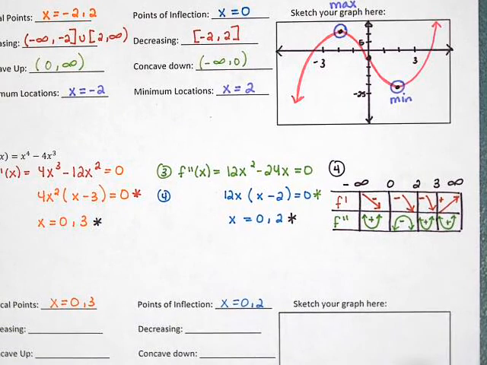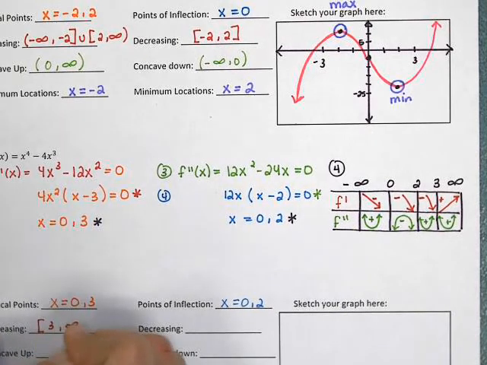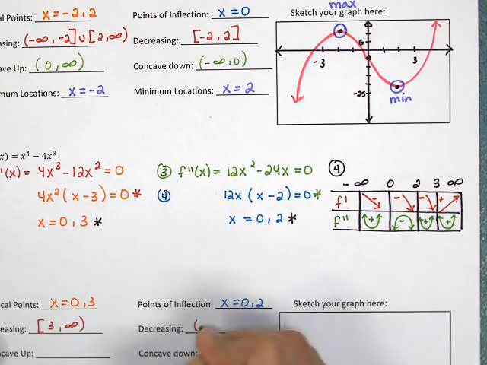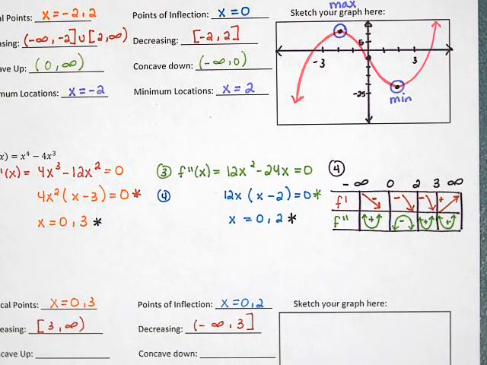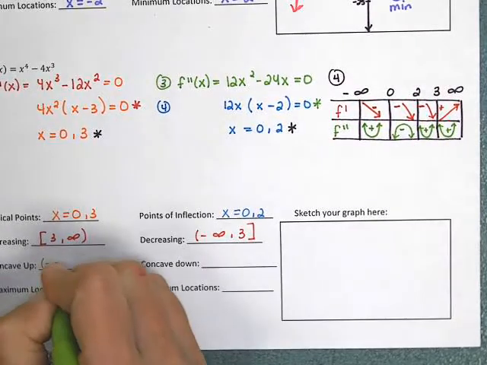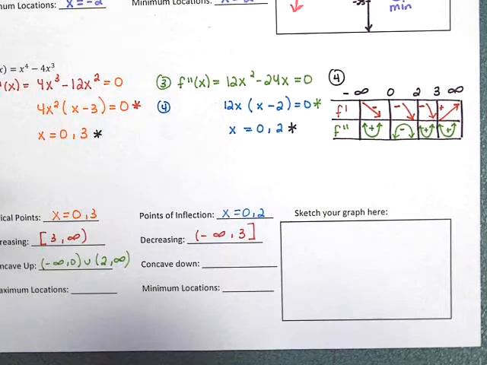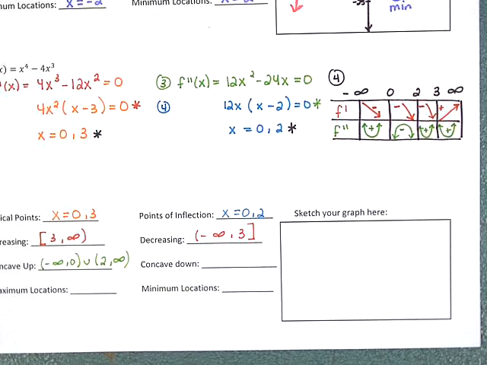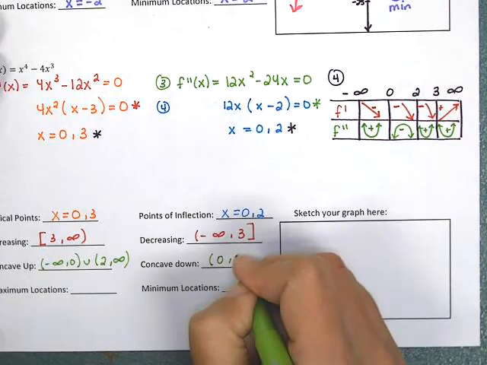For increasing, I'm going to look at row 1. Increasing would only be from 3 to infinity. Decreasing would be from -infinity to 3, and I can group all 3 of those sections together because they're all decreasing. Concave up, I'm going to look at the second row of my table. So concave up is going to be from -infinity to 0, and then also from 2 to infinity. And again, I'm chunking those together because they're the same. Concave down from 0 to 2, or I'm sorry, from 0 to 2. There we go, I said it right.